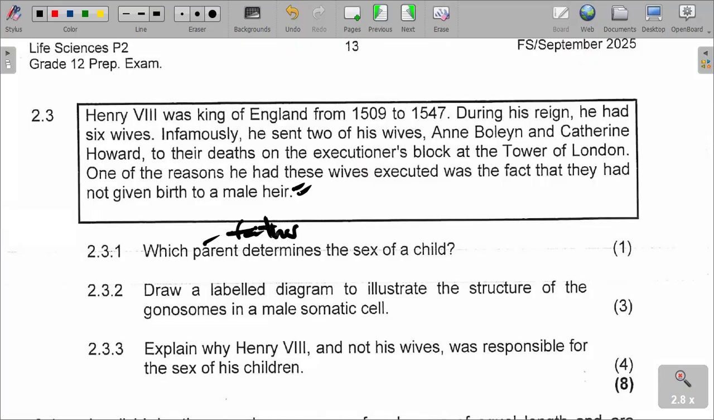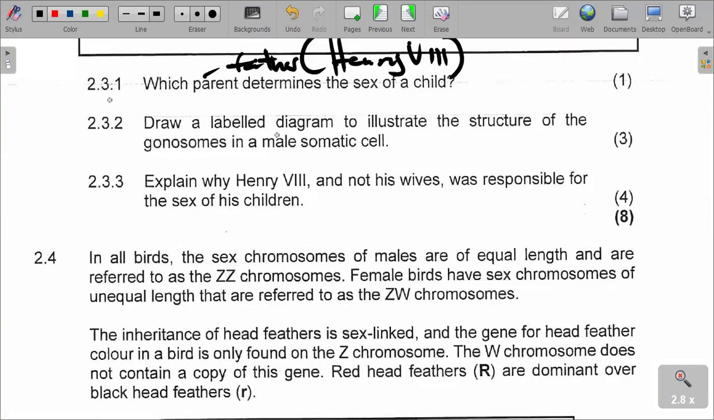Father, or in this case Henry VIII, according to this question, is the one who determines the sex of the child. Draw a labelled diagram to illustrate the structure of a genome in a male somatic cell. So I was saying, this has been answered already.